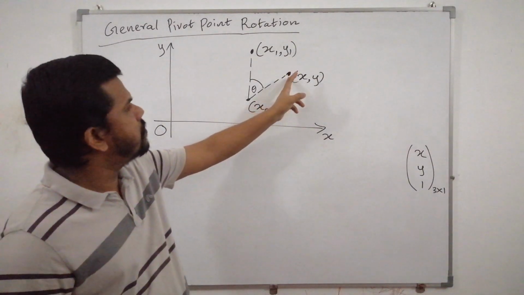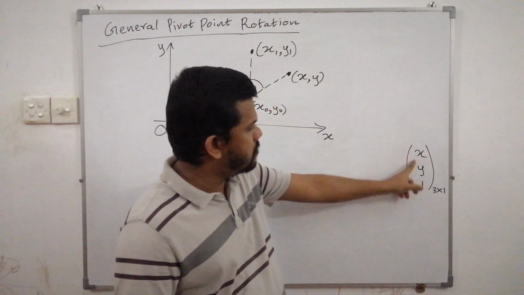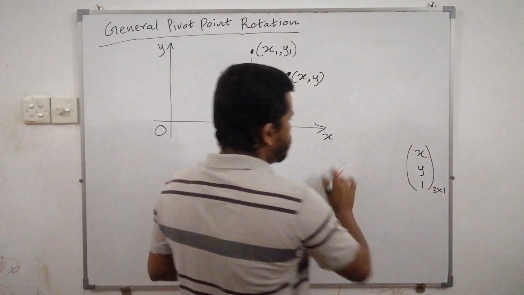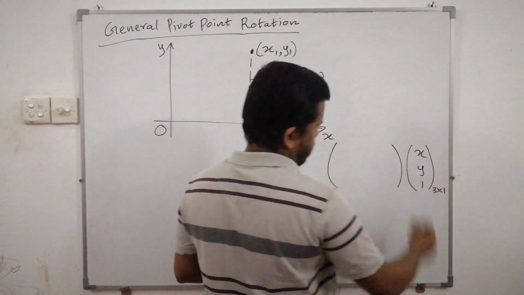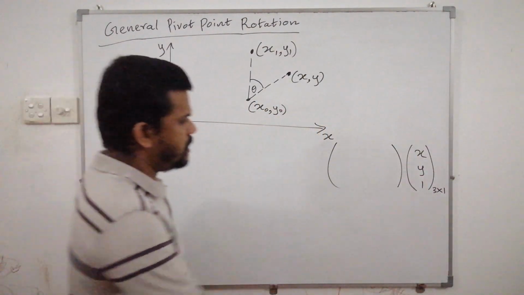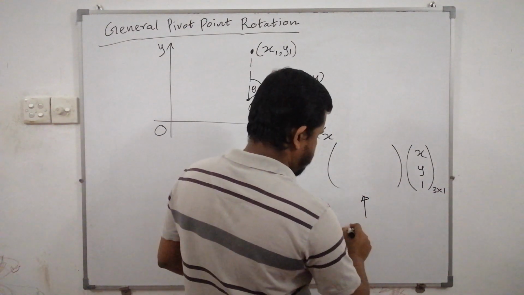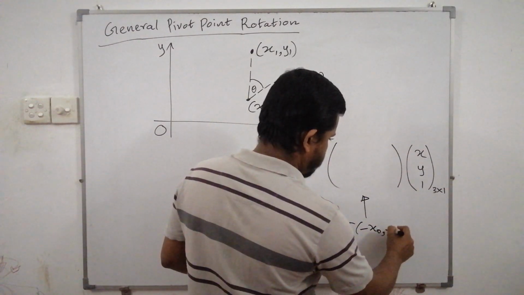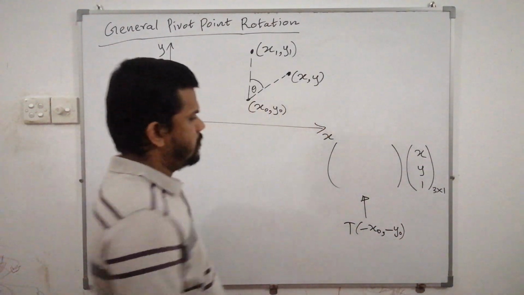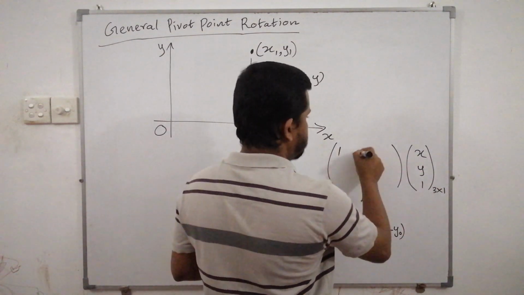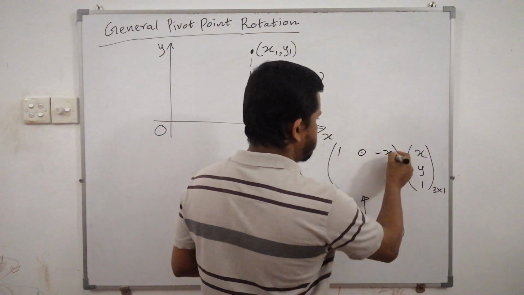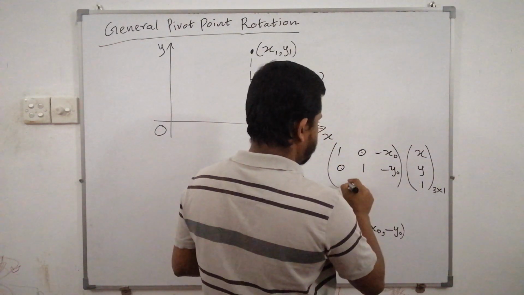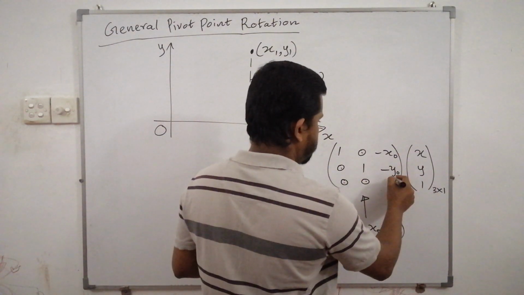Now we have the coordinates of this point. This is the matrix that represents this point. To this one we apply this matrix. Here we are going to put the translation by minus x naught, minus y naught. So here we should have 1 0 minus x naught, 0 1 minus y naught, 0 0 1.